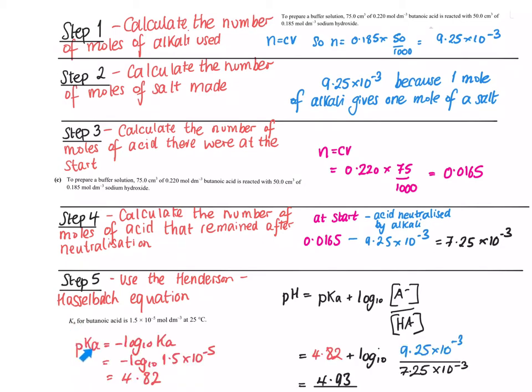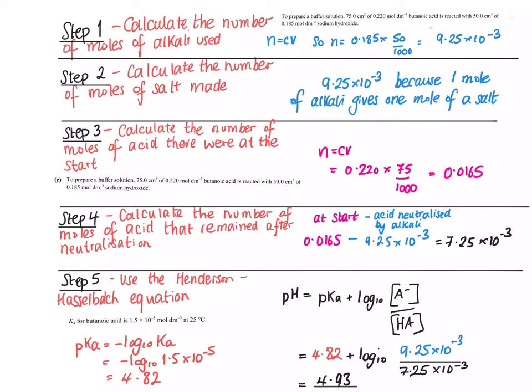So to calculate the pKa, we take minus log to the base 10 of Ka, and the Ka of butanoic acid from the question is 1.5 times 10 to the minus 5 mol per dm³. So if we put this number into this equation, the pKa of butanoic acid is 4.82.